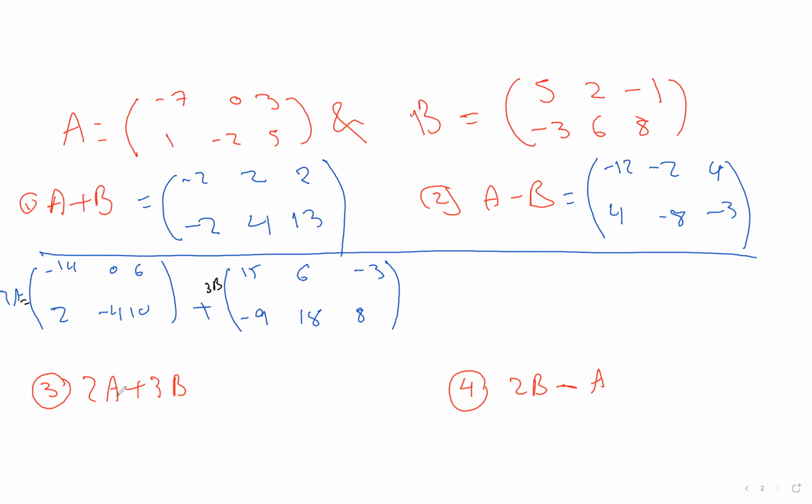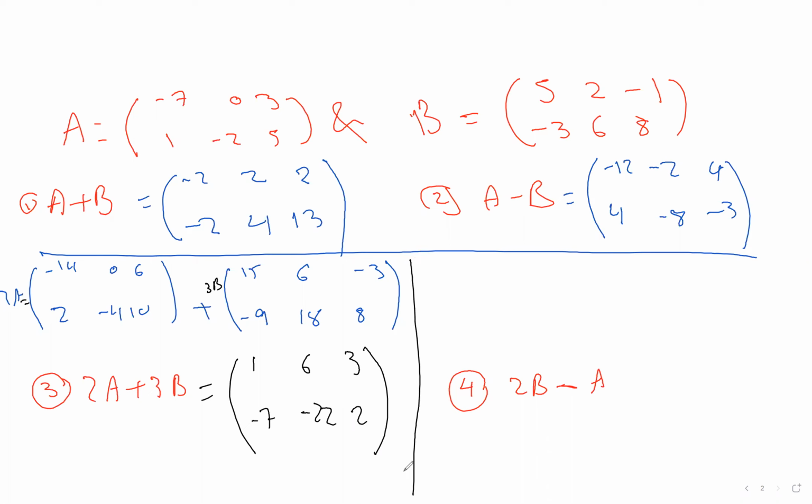When you add 2a and the 3b, you already have the 2a and the 3b, then add them normally. It will be negative 14 plus 15, which is 1. 0 plus 6 is 6. 6 plus negative 3 is 3. 2 minus 9, negative 7. Negative 4 minus 18, negative 22. 10 minus 8 is 2. And this is the final result of this example.